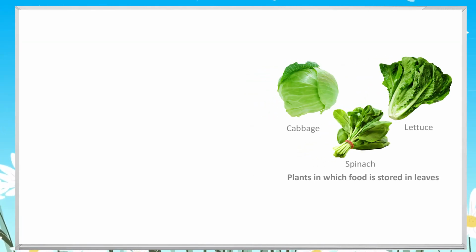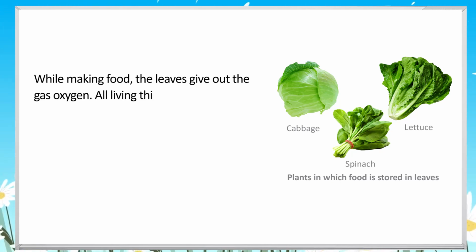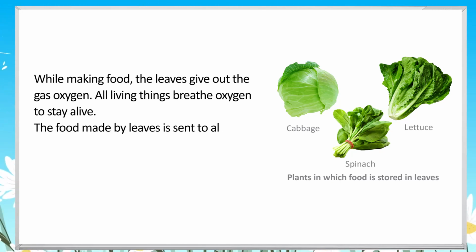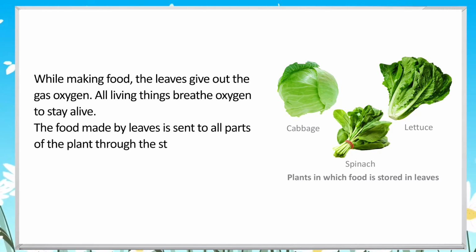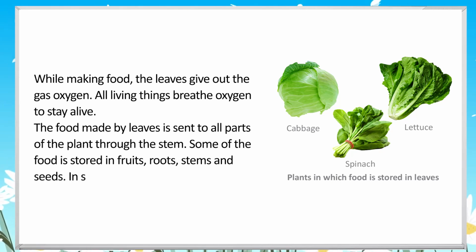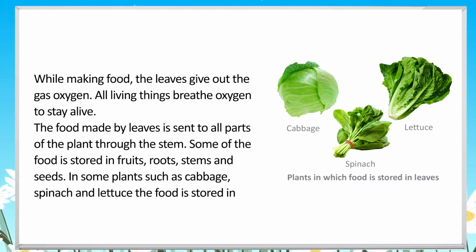Plants in which food is stored in leaves: cabbage, spinach, lettuce. While making food, the leaves give out the gas oxygen. All living things breathe oxygen to stay alive. The food made by leaves is sent to all parts of the plant through the stem. Some of the food is stored in fruits, roots, stems and seeds. In some plants such as cabbage, spinach and lettuce, the food is stored in leaves.